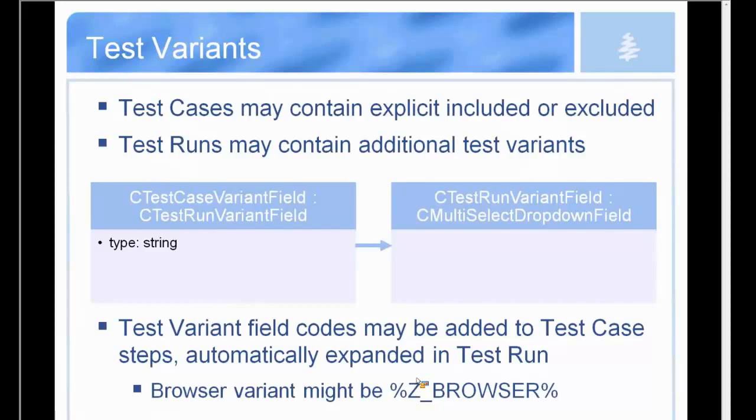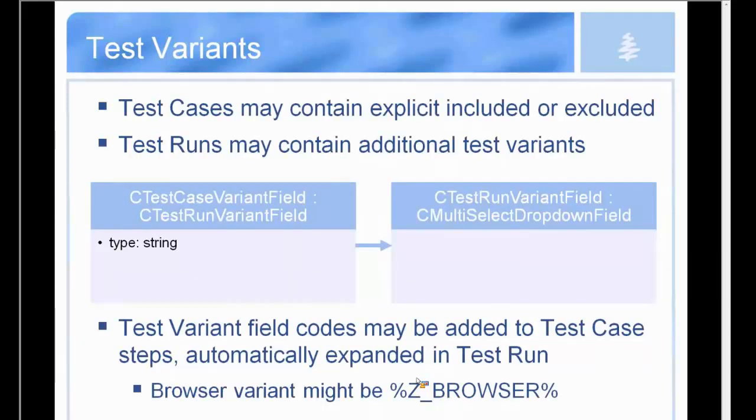So one final note on variants: the field code defined in the variant can be used within the test case steps. Field code is then expanded in the test run once the actual variant value is known. So let's say in my example, the first step in my test case is opening a browser. I can set the browser field code in the steps so that the actual browser name appears in the test run step. My Firefox test will then read Open Firefox, while my Internet Explorer test reads Open Internet Explorer.